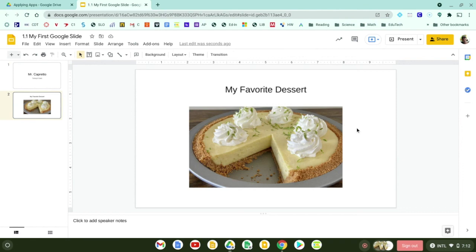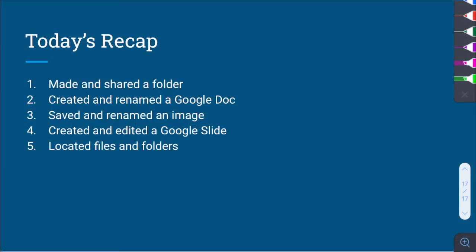All right, terrific. Let's recap what we did today. We made and shared a folder. We created and renamed a Google Doc. We saved and renamed an image. We created and edited a Google Slide. We located files and folders. A lot of this organization might not be the most exciting thing to do, but it's necessary for us to go forward, because we're going to be making more complicated projects, and we're going to need to be able to access, find, save, and rename all of these things and access them quickly.